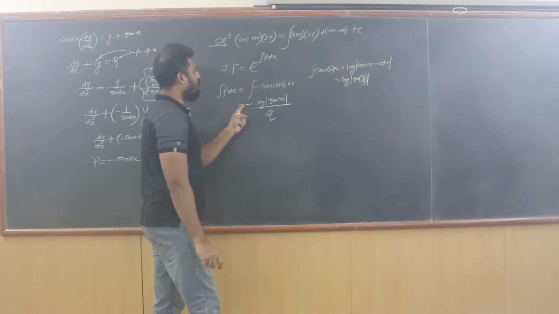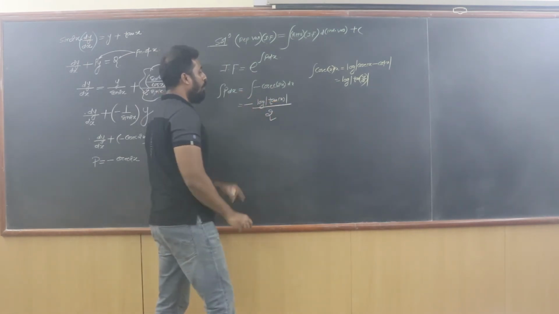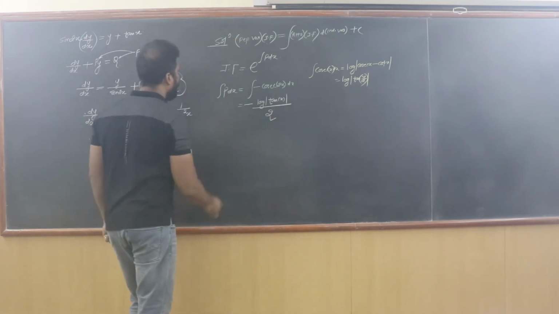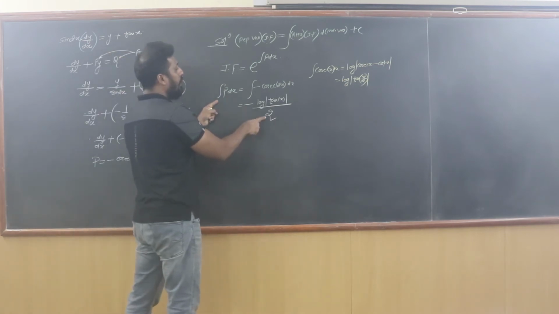So that's my integration of cosec 2x: minus of log tan 2x upon 2. There is no need to write plus c at this moment; plus c is accompanied at the end of the problem. So integration of p dx is done. Once integration of p dx is done, I can now get the integrating factor.